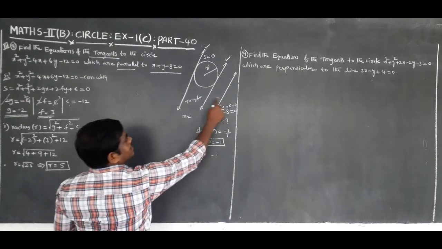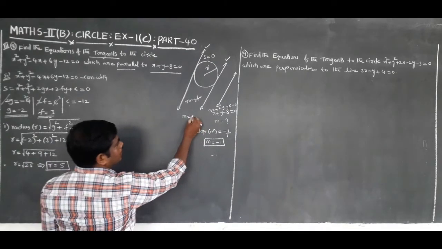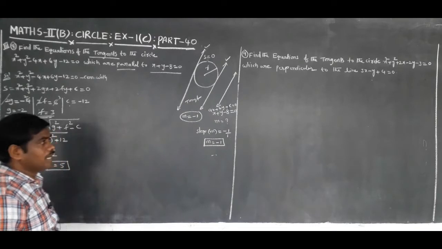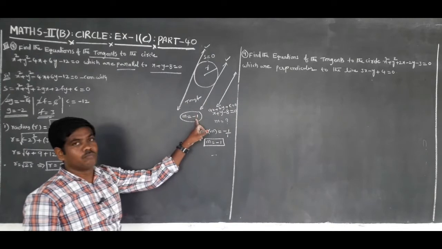Here, if two lines are parallel, then their slopes are equal. The slope of the tangent is equal to minus 1.